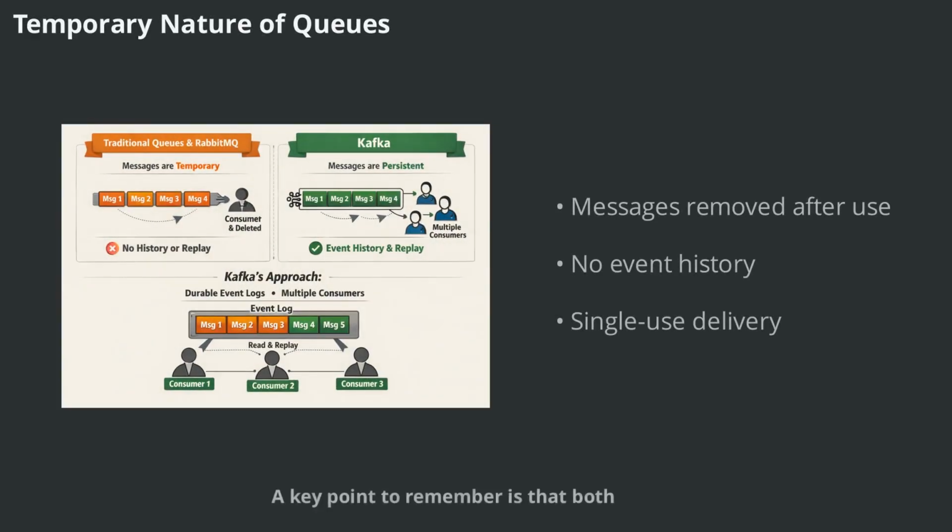A key point to remember is that both traditional queues and RabbitMQ treat messages as temporary. Once a message is consumed and acknowledged, it's removed from the system. This means you can't go back and reread or replay messages. If you need to keep a history of events or allow multiple consumers to read the same message, this model falls short. That's where Kafka comes in, offering a fundamentally different approach.